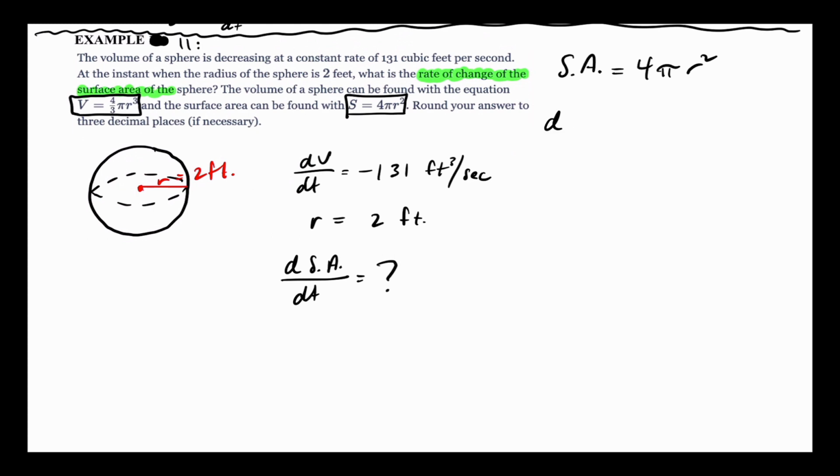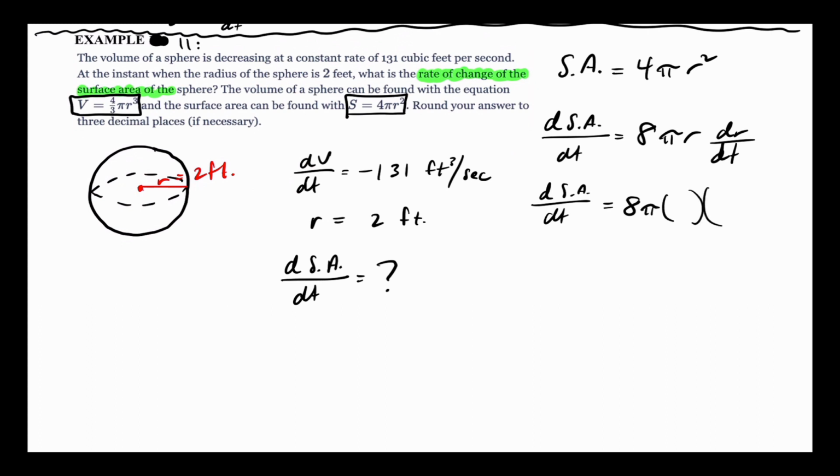Derivative? 8 pi r dr dt. Because remember, pi is not a variable, so we don't treat it like a variable, we treat it like a number. So dSA over dt, 8 times pi times r times dr dt.